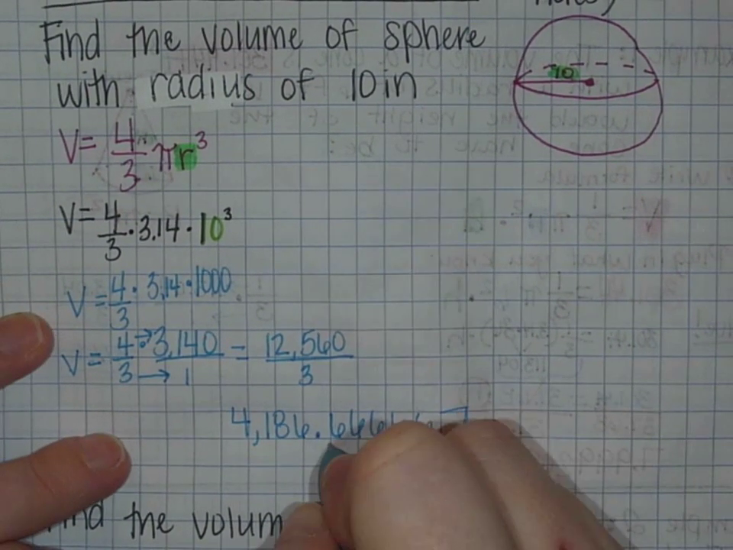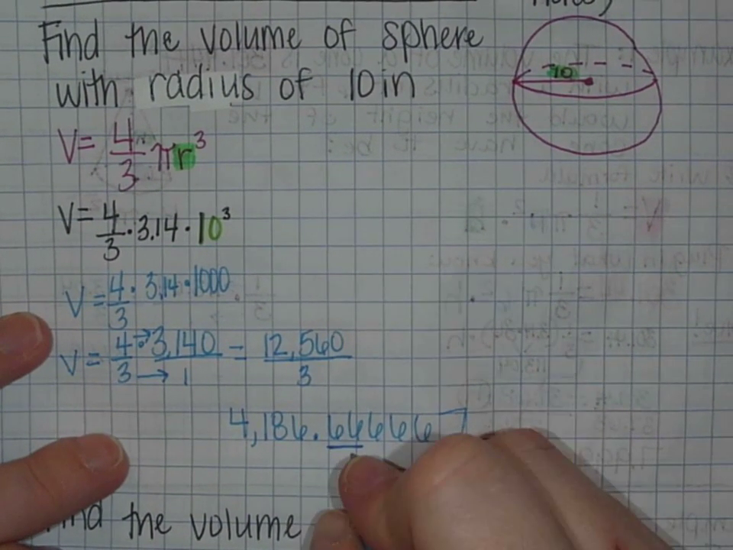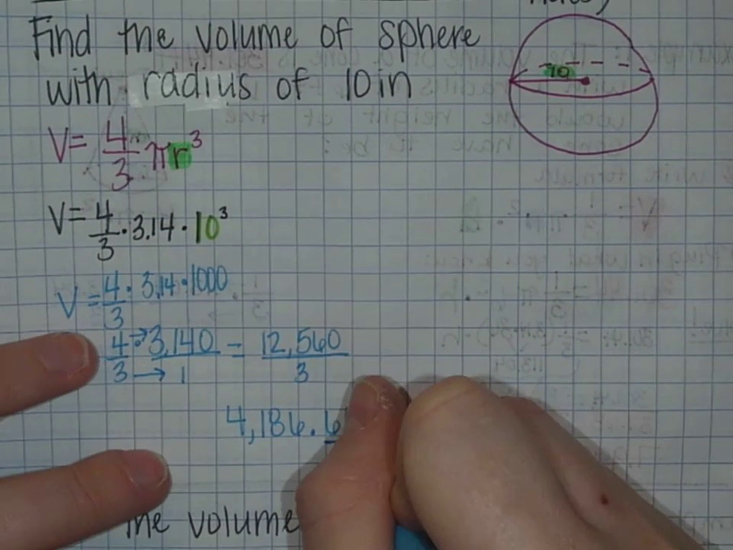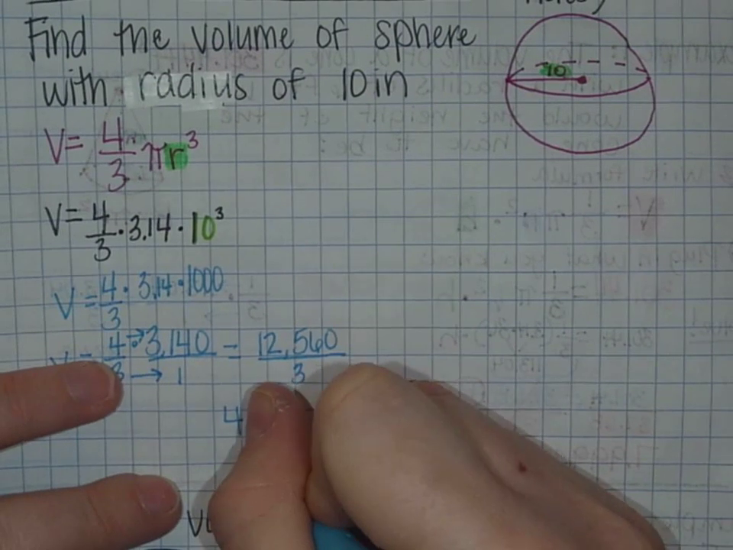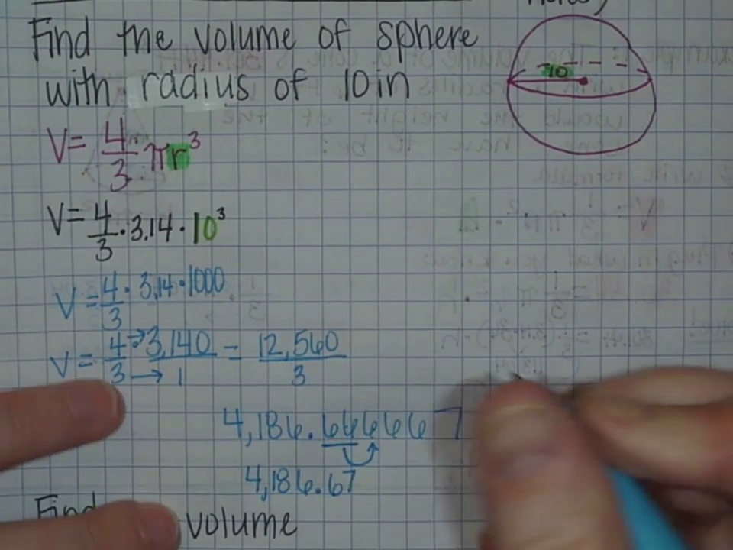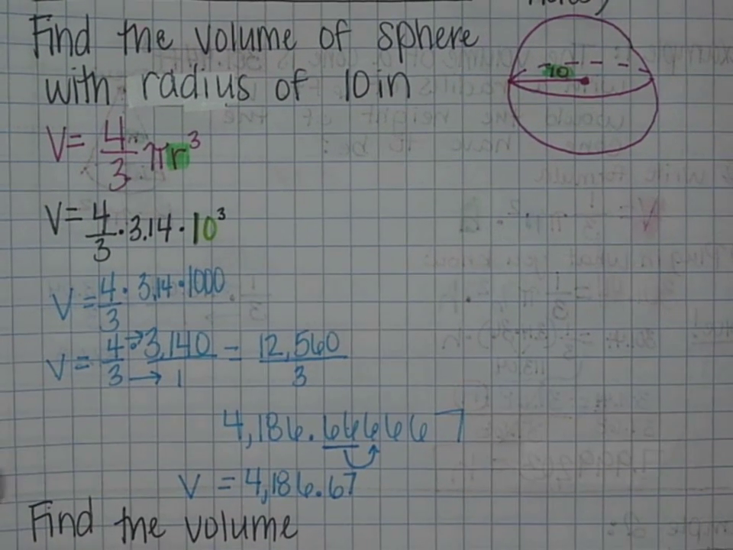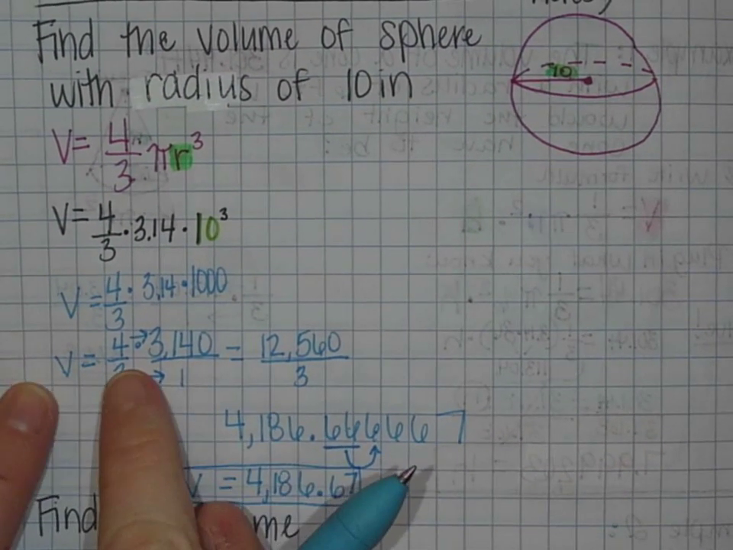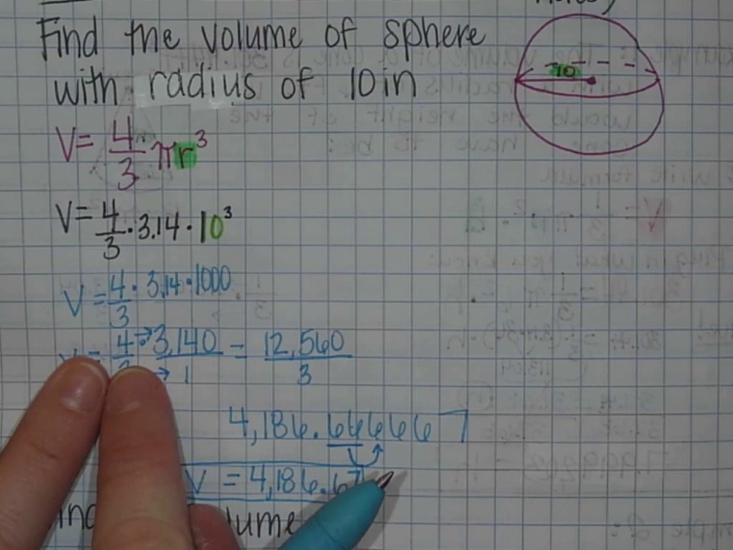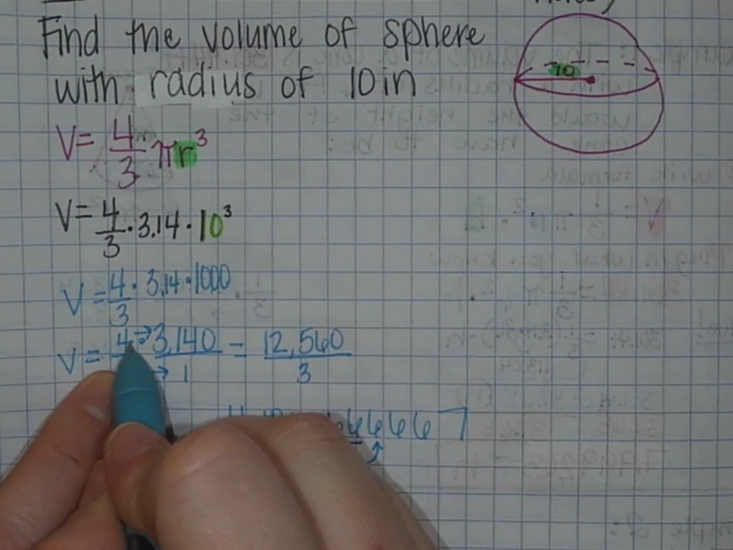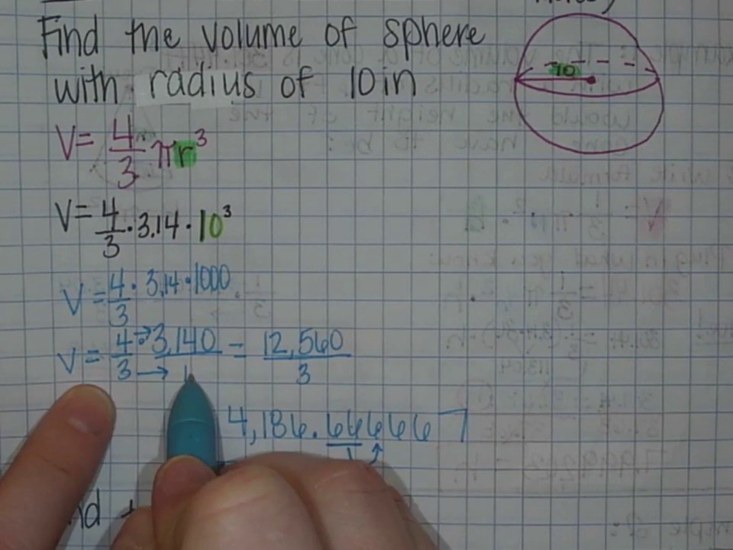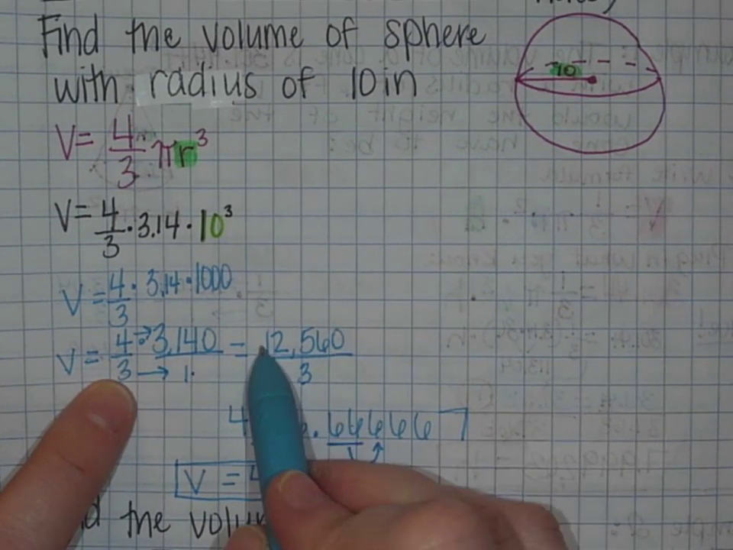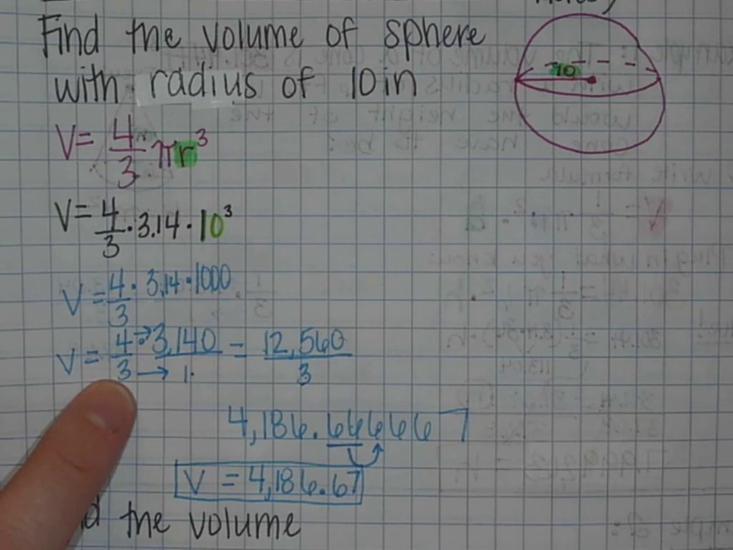4,186.666667. So you want to look at 2 decimal places. So look at the third number. That 6 rounds to a 7, so that equals the volume. Again, I think the thing that was making people mess up the most is this fraction right here. So remember, when you're multiplying fractions, you multiply across the top, you multiply across the bottom, and then whatever's on top and whatever's on bottom, you divide. You take the top and divide by the bottom.